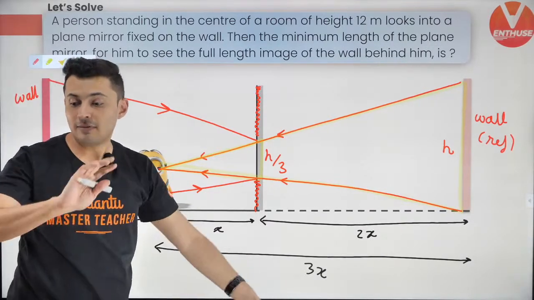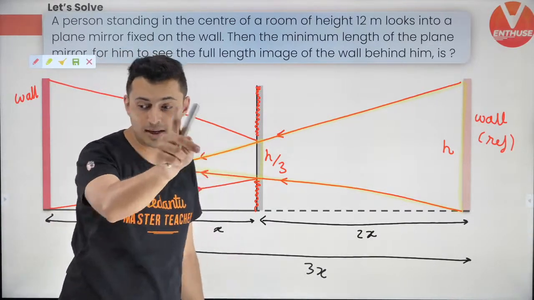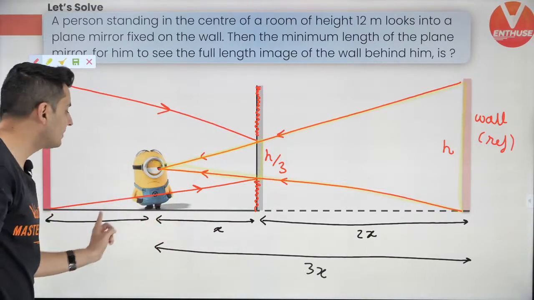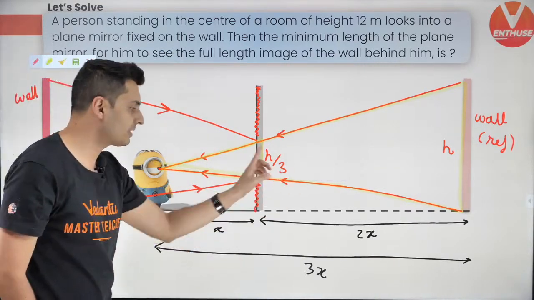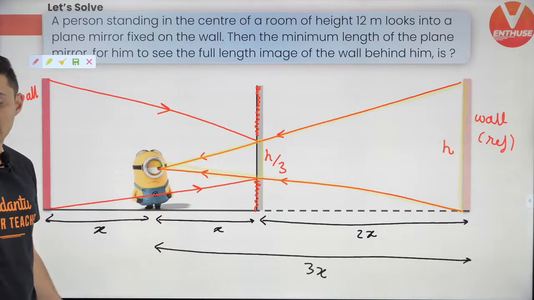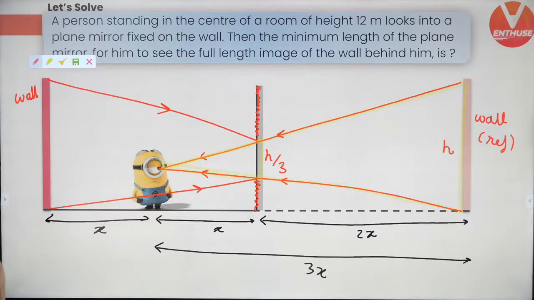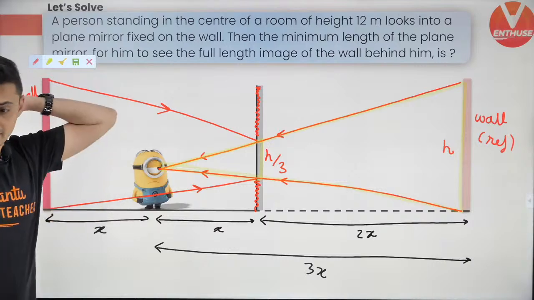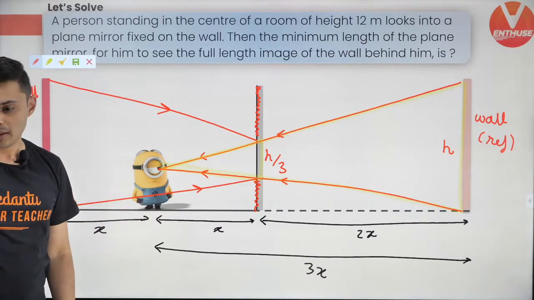Yes, the final answer depends on the position of the observer. Since he was standing in the middle, that's why these relationships have come: X, X, 3X, 2X, etc. If you are standing somewhere else, you will see it somewhere else, and the answers will be different.